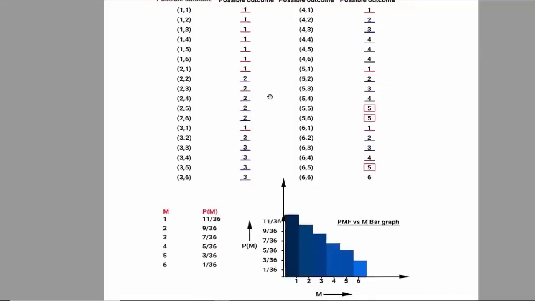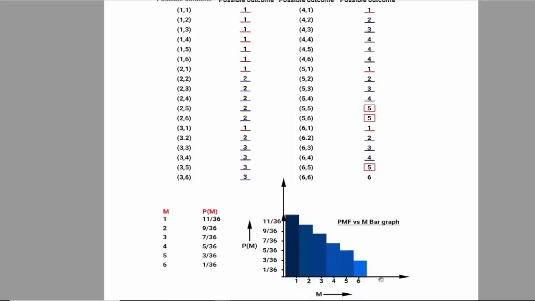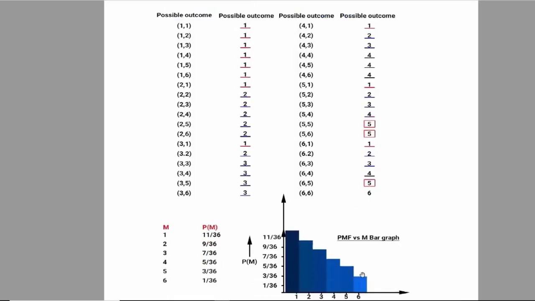So in this way, if you draw the probability mass function versus the random variable m graph, you will come to know that getting a minimum of 1 when the two dice are thrown has the highest probability. And getting a 6 when the two dice are thrown is very unlikely, equal to 1 upon 36. So in this way we can analyze the behavior of a random process. We can get some useful information when a random process occurs, and this can help to solve many problems.